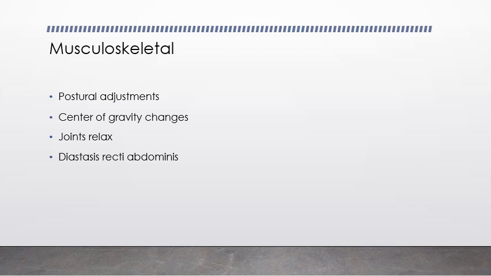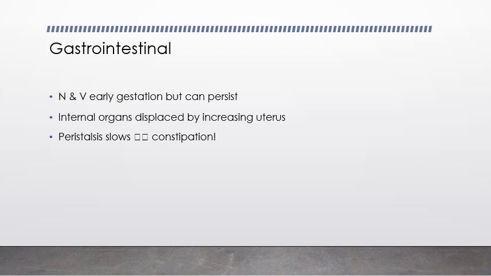The last bullet point on this slide is diastasis recti abdominis, and that's a split in the rectus abdominis that almost is like a hernia, but it's very common. You might see like a bulging of the abdomen as a cause of that split in the rectus abdominis, and this too should resolve after the pregnancy.